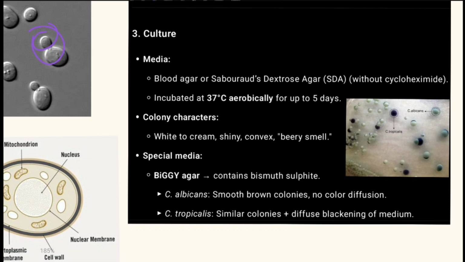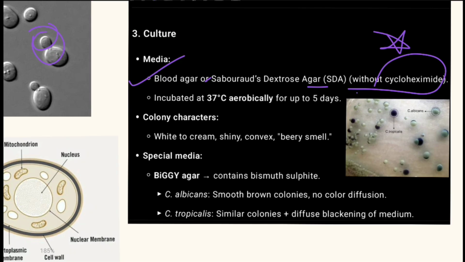If we want to study the cultural characters of the genus Candida, then there is a need for culture. To culture the organisms, a medium is required. The commonly used media are either blood agar or Sabouraud dextrose agar. The thing is that the agar should not contain cycloheximide, because cycloheximide acts as an antagonist for the growth of fungus. Therefore, it is very important in the case of genus Candida that Sabouraud dextrose agar should not contain cycloheximide. This point has been asked several times in many examinations.